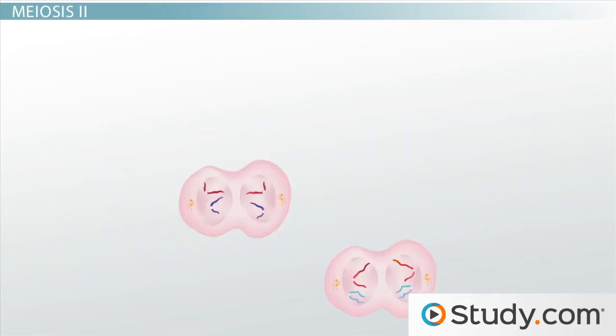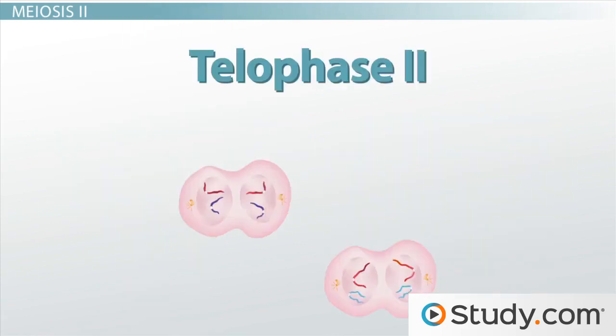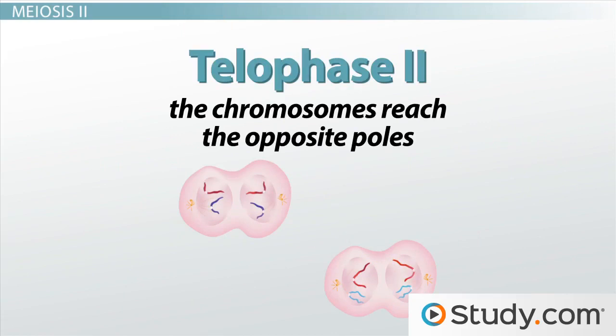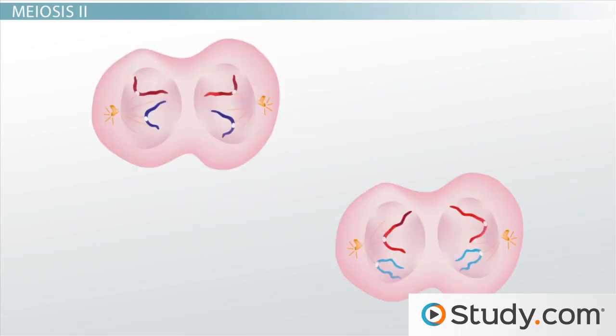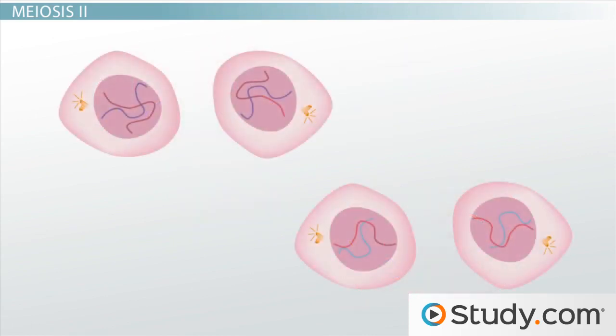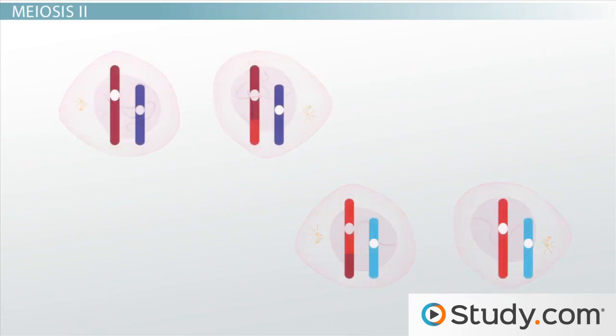All that is left now is telophase 2. In telophase 2, the chromosomes reach the opposite poles, but remember that we had 2 cells to divide. At the end of telophase 2, we get 4 unique cells that contain half of the genetic information. In other words, these are the gametes made through the process of meiosis.